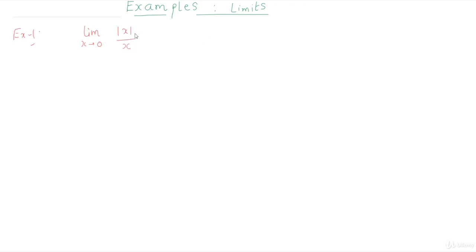Now this is the mod x function. This can be redefined as x when x is greater than or equal to 0 and minus x when x is less than 0. So this is the basic definition of mod x. We will open this accordingly when evaluating the left hand limit and the right hand limit. By the basic concept of evaluating a limit, we need to check both the left hand limit as well as the right hand limit, right?